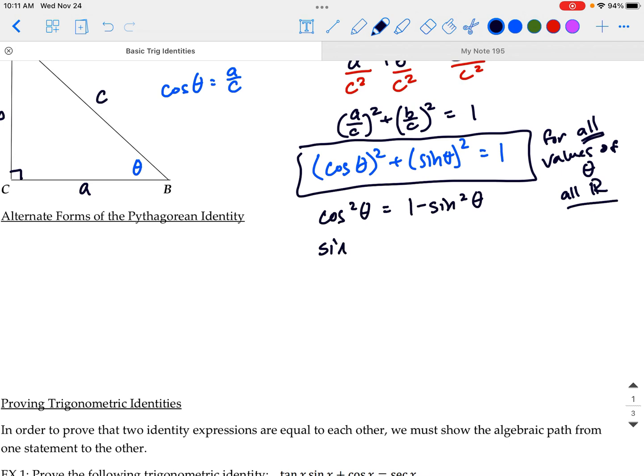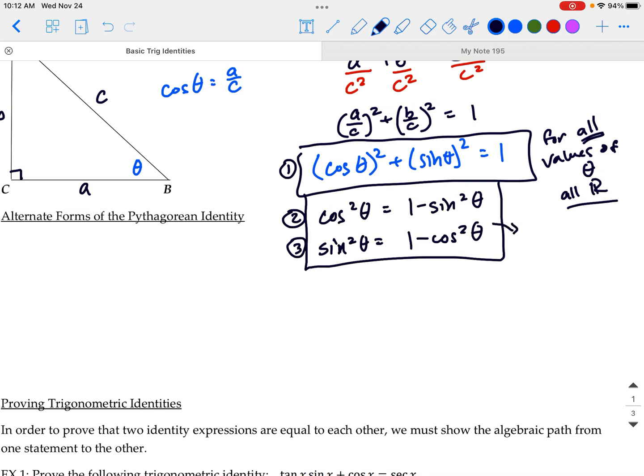So now we could solve for sine squared as well. And we'll get 1 minus cosine squared theta. And these are going to be really useful. And maybe we'll start numbering these, because this allows us to rewrite sine and cosine in terms of each other. And this is a really, really nice property that we're going to use quite often.